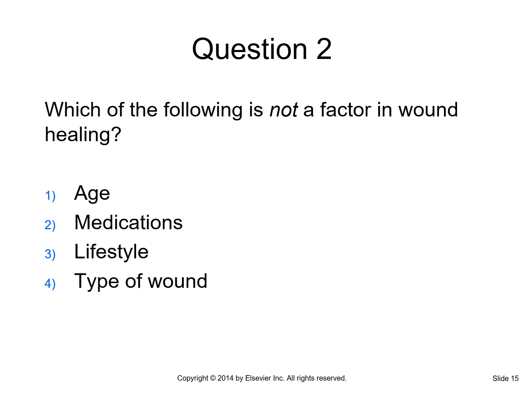So question 2, which is not a factor in wound healing. The answer is type of wound. The type of wound doesn't matter. It's still going to go through those phases. The other 3 are going to affect the wound healing itself.